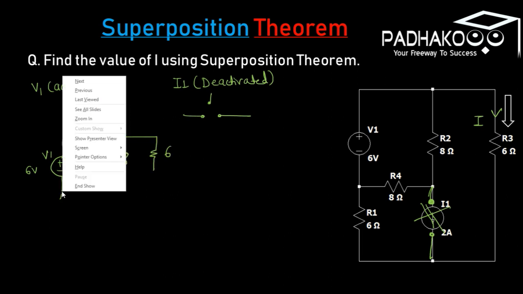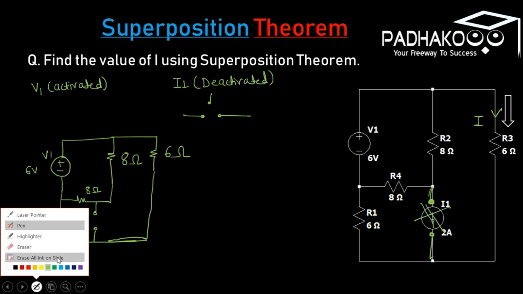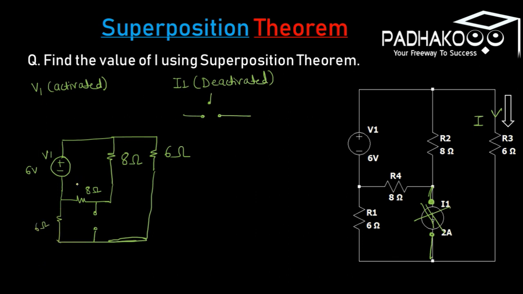We can complete the circuit by looking at the circuit diagram. So here I am completing the circuit. This is again 8 ohm and 6 ohm, and we'll be joining these two 6 ohm resistances. Here the current source, which is deactivated, is replaced by an open circuit. Now it's very easy to solve this circuit and find out the value of I in the 6 ohm resistance.